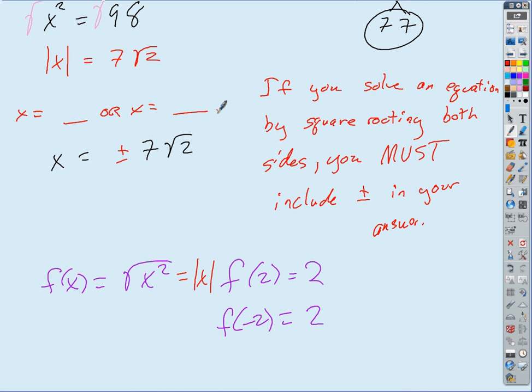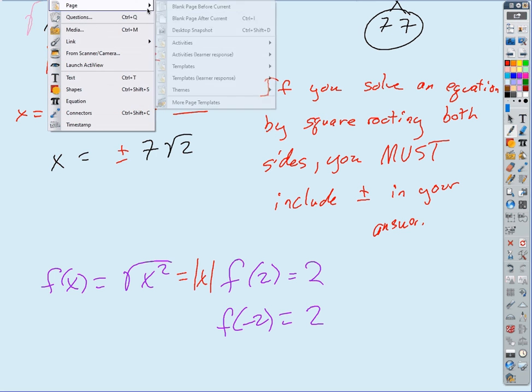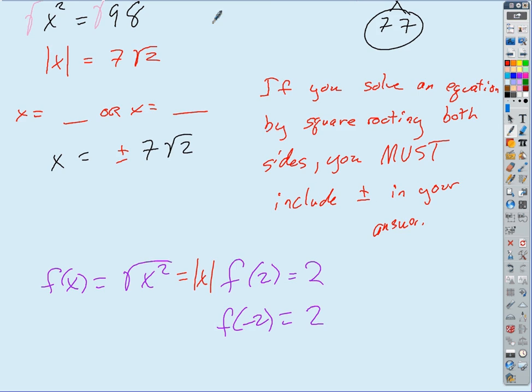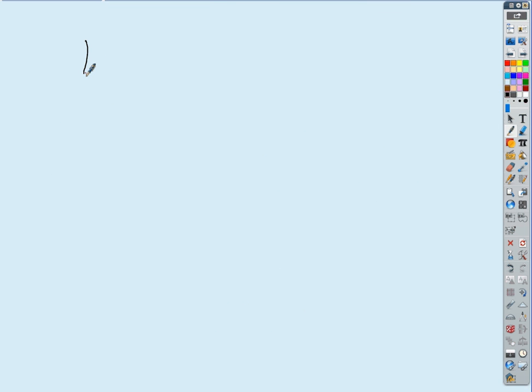We did a bunch of stuff like this, much harder problems than this. You'll remember this. You did things like 2 times the absolute value of x plus 1 equals 10. What'd you do to solve that?